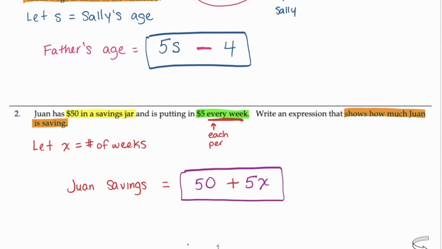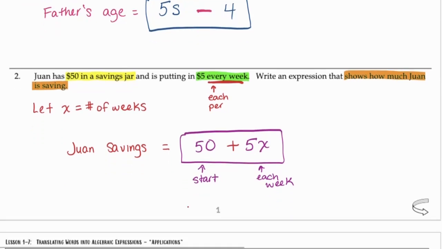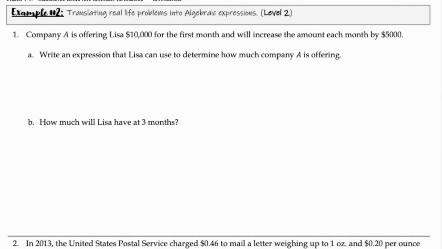He starts off with $50. This is his start. Every week he is placing $5 more. So in week 1, he's going to have $55. The next week, he'll have $60. The next week, he'll have $65. And the cycle continues. So let's take a look at the more challenging types of problems. Example 2. So for this example, we're doing the same thing.